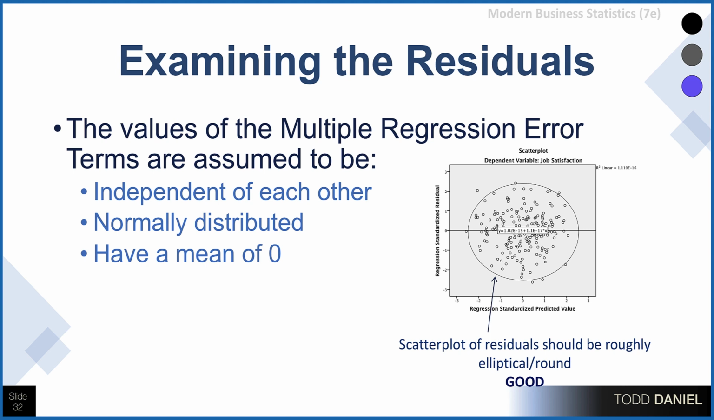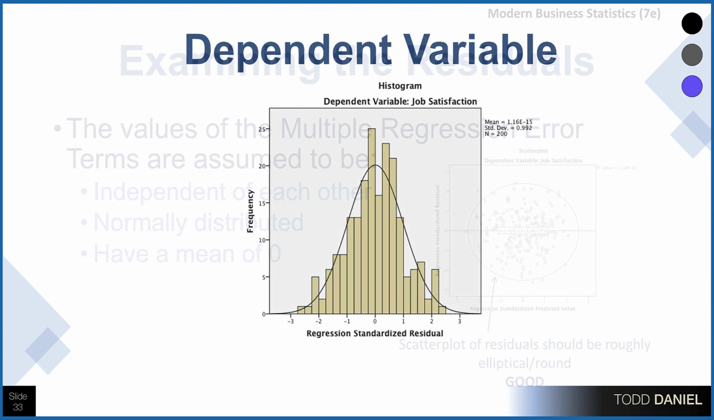They should be roughly elliptical, and if so, that indicates that the assumptions of the regression equation have been met. The mean of 0 is represented by that straight line that runs horizontally from the y-axis at a value of 0. You can see it says regression standardized residual, and the straight line runs right across 0. So this would be an example of a scatter plot of residual errors that is good. It's showing us that the assumptions for our regression equation have been met.